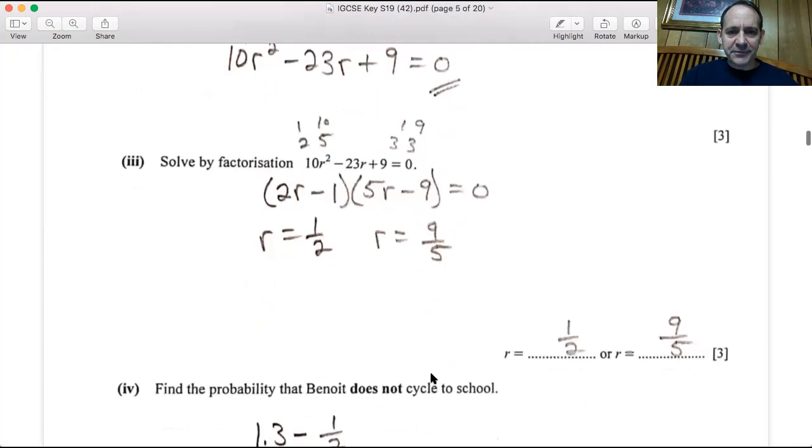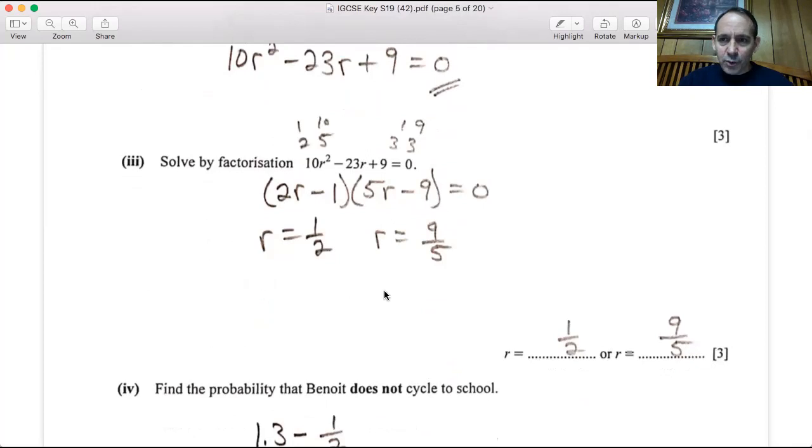Now they want us to factor that, solve by factoring. So you've got your quadratic here. So you need to factor both the 10 and the 9. If you have problems factoring quadratics, I have a video for AS level, Pure Maths 1, quadratics. Part 1 is on factoring. It kind of covers different types of factoring, but one of the types is quadratic factoring.